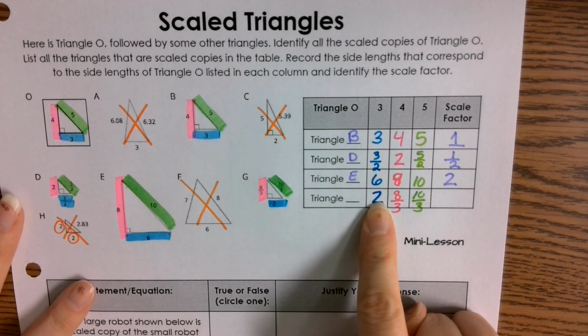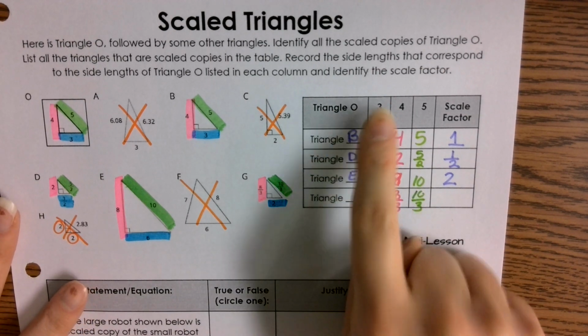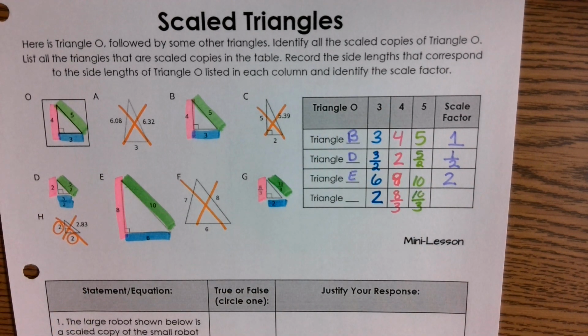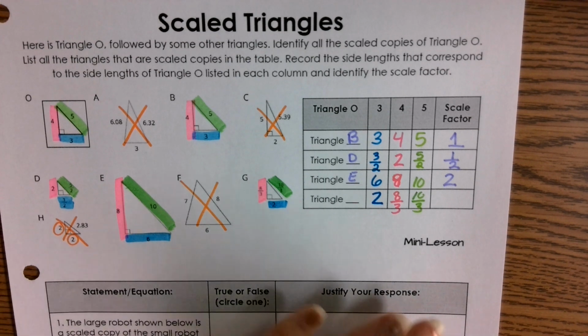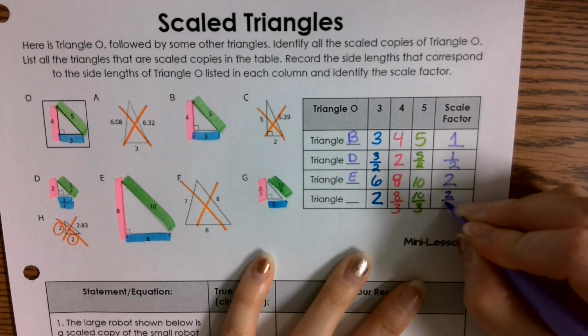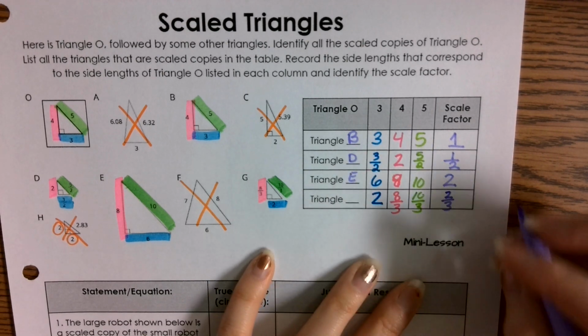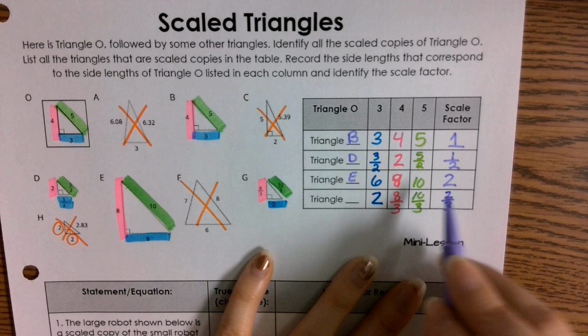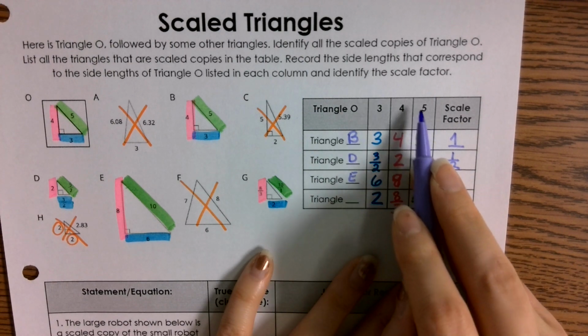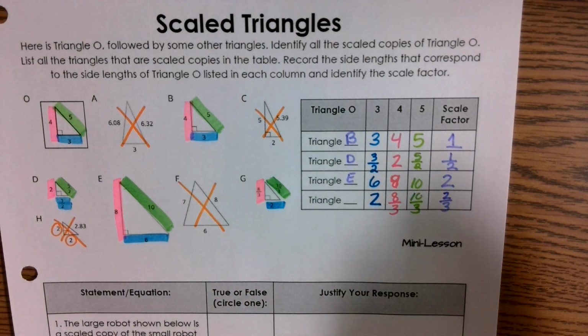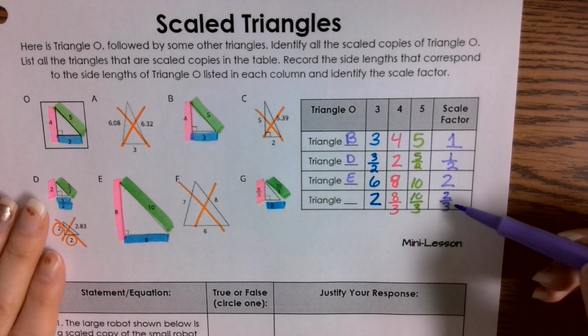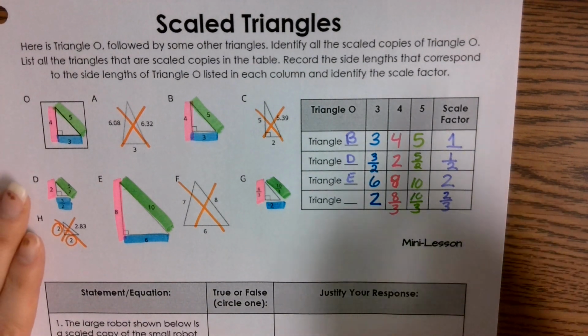So we're going to do 2 divided by 3. We're going to keep it in fraction form, though. It's 2/3. Then we're going to do 8/3 and divide it by 4. That's also going to come out to 2/3. We'll do 10/3 and divide it by 5. That will also come out to 2/3. Okay, so our scale factor value is 2/3.